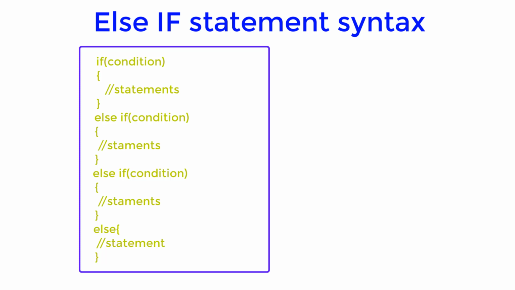Also, we can write more than one else if blocks in our program. So now you got the basic idea of how else if statement works in C++. Now let's go to Code::Blocks and see how it actually works in coding.